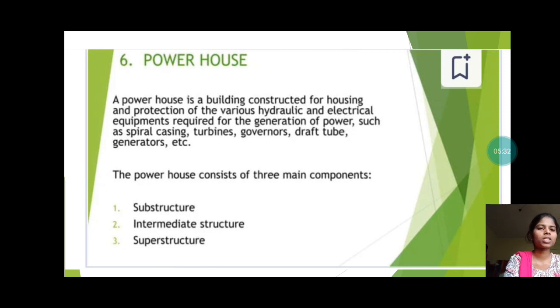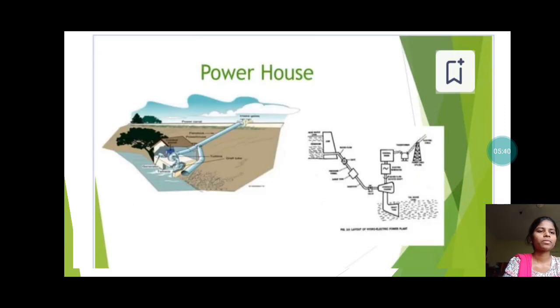The powerhouse consists of three main components. First one is substructure, second one is intermediate structure, third one is superstructure. And observe carefully, this is the powerhouse's diagrammatic representation.